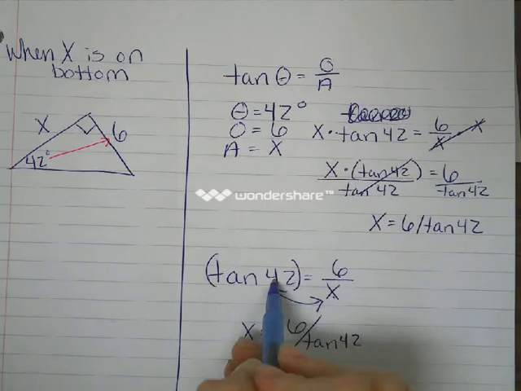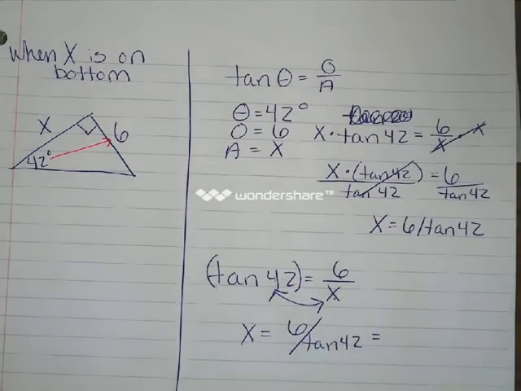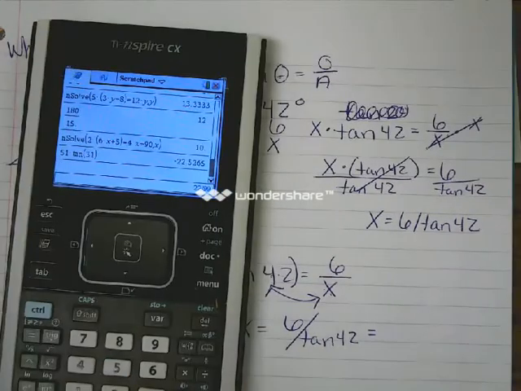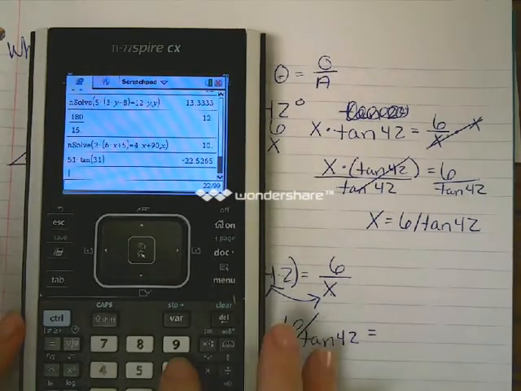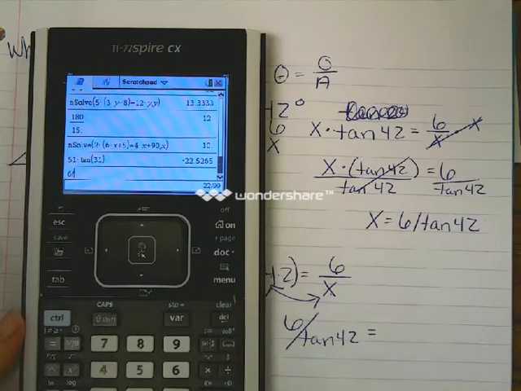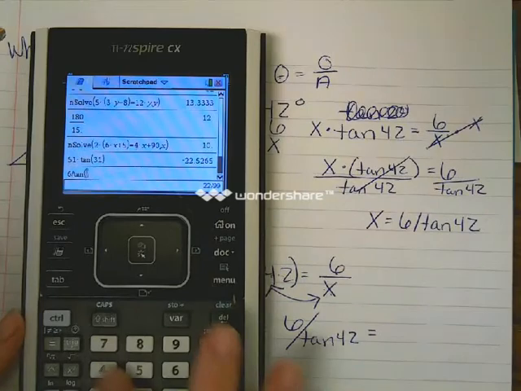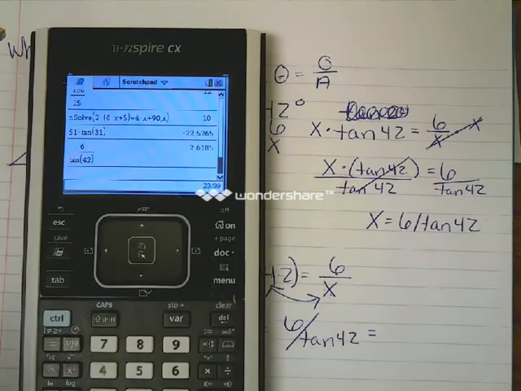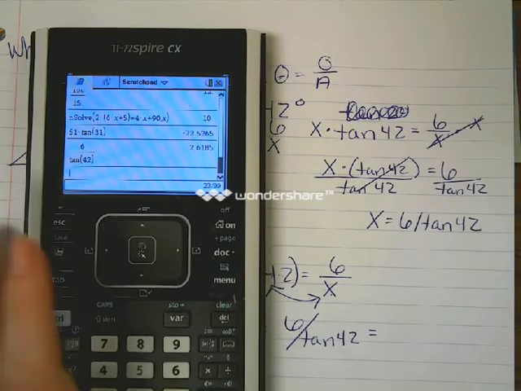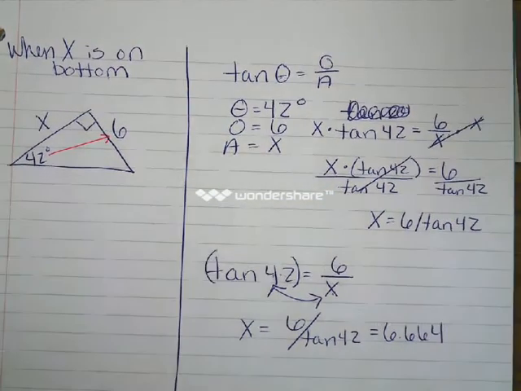I don't mind. Plugging this in the calculator, again, my calculator is not going to give us the correct answer because I don't have the settings right, but I can still show you how to plug it in. It's just 6 divided by trig tangent of 42, enter. You actually should get 6.664. Okay? Last example.